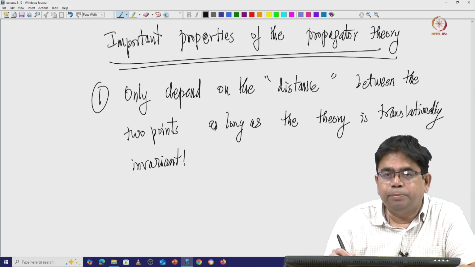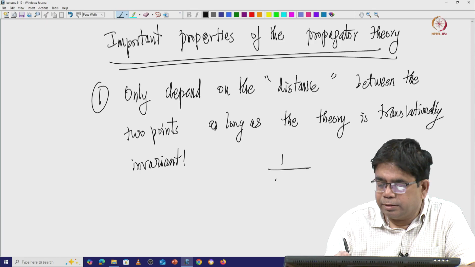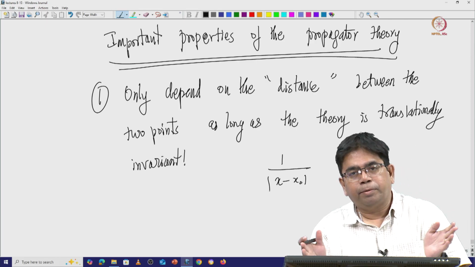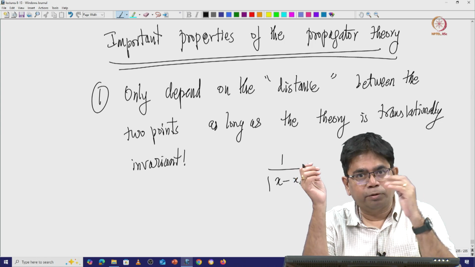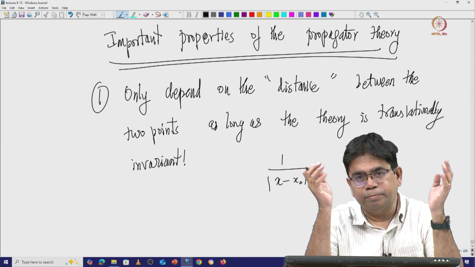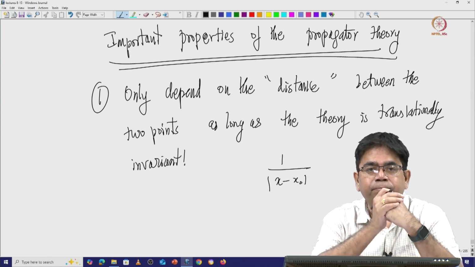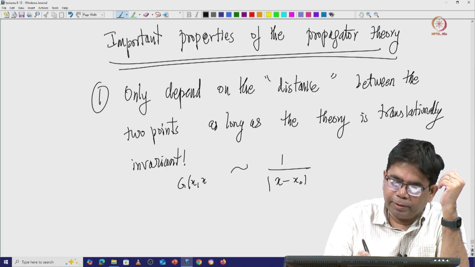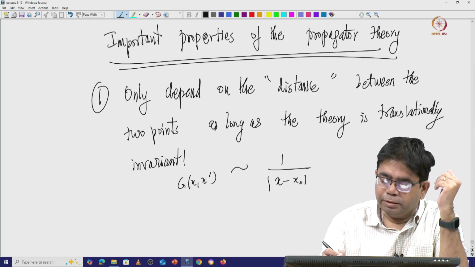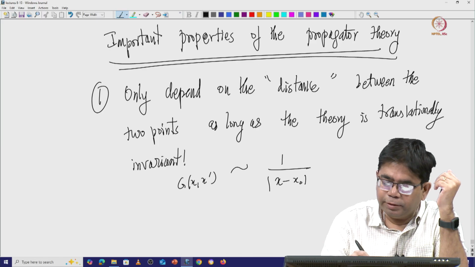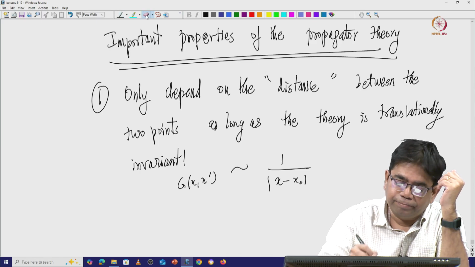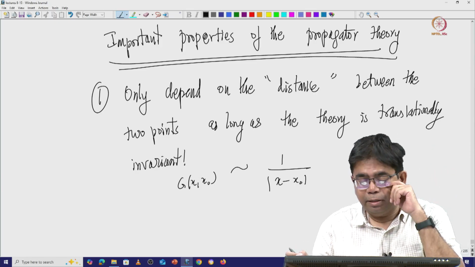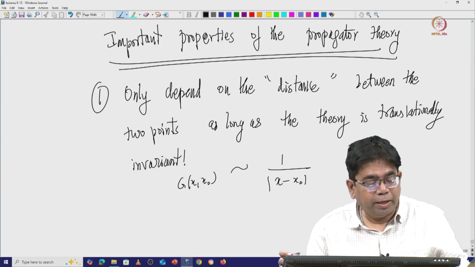So in position space, the propagators I have written are something like x minus x0. So they only depend upon the difference between the two points, or the distance between the two points. It's obvious that the propagator in position space only depends upon the distance between these two points, essentially x and x0, and this is true as long as the theory is translationally invariant.